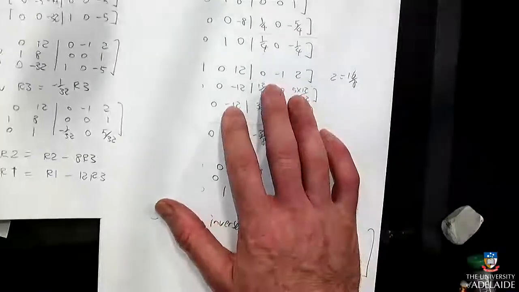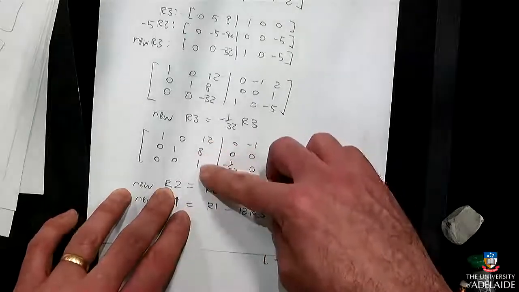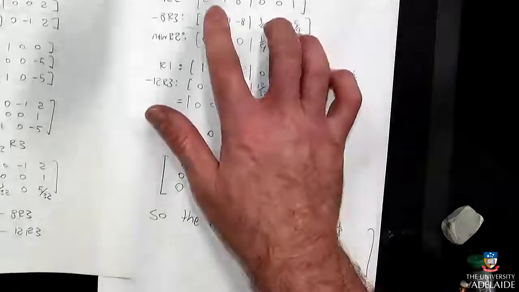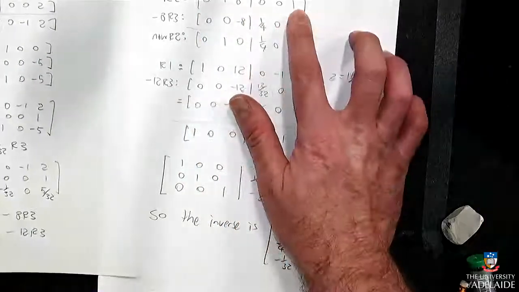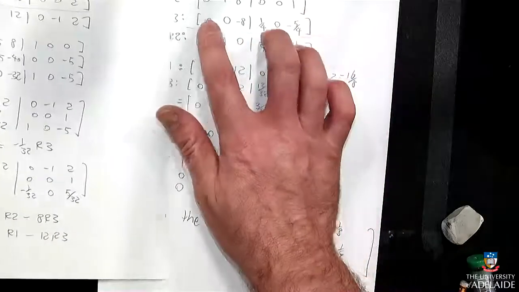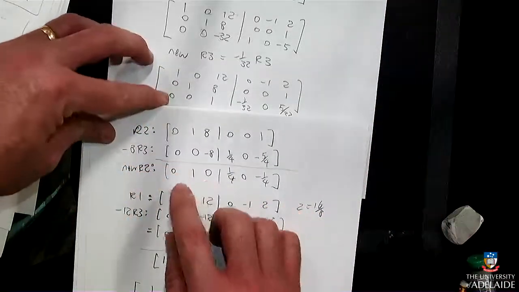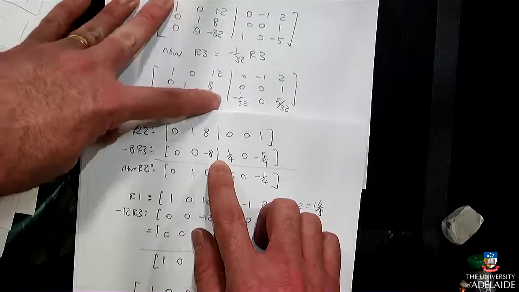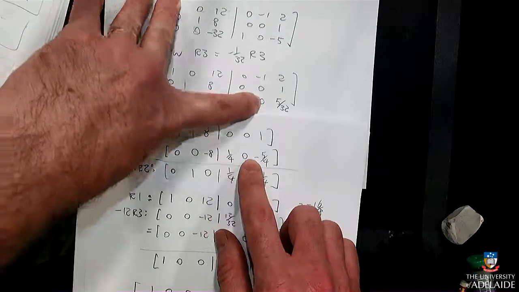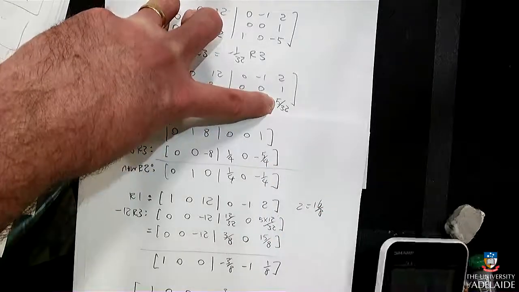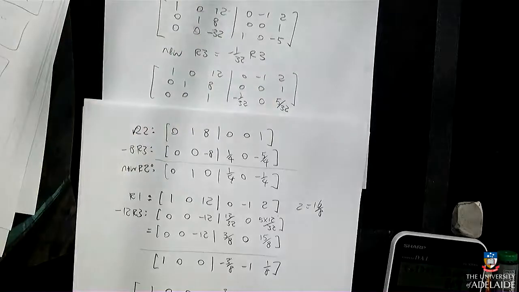Okay, so first I'm going to check if I copied them down correctly. So I do need to do row 2 is row 2 minus 8 of row 3, and row 1 is row 1 minus 12 of row 3. Beautiful. So row 2 is 0, 1, 8, 0, 0, 1. Yep. And minus 8 of row 3, 0, 0, minus 8, 8/4, 0, 0, minus 4/4. That seems reasonable. But it was row 1 that was the problem, wasn't it?